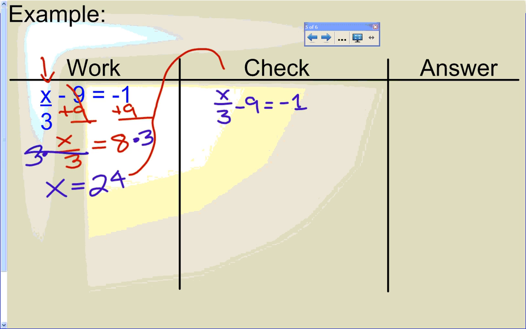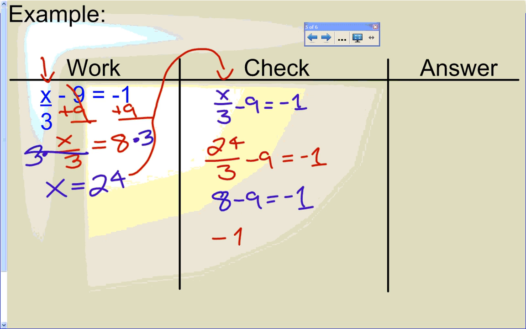So I'm taking the 24, I'm plugging it in for x. 24 divided by 3 minus 9 hopefully is equal to negative 1. Again, please excuse my dear Aunt Sally, division comes before subtraction. 24 divided by 3 is 8. So now I have 8 minus 9. 8 minus 9 is negative 1. That's what I wanted it to be equal to, so I have the right answer. So my answer is x equals 24.